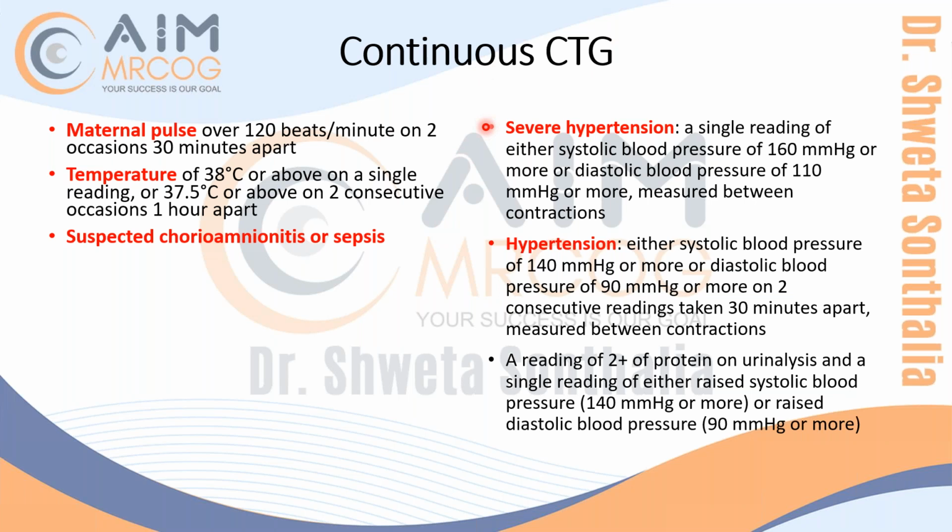So if you see the continuous CTG indications, anytime the mother is not well and you're worried. If the mother has hypertension, either severe hypertension 160/110 on one occasion, or 140/90 on two occasions. If the maternal pulse is high, if the temperature is high, either 38 or more, or 37.5 on two occasions, or you're suspecting chorioamnionitis or sepsis. These are the indications, because you are worried that since the mother is not well, the baby might also get affected. So you are monitoring.